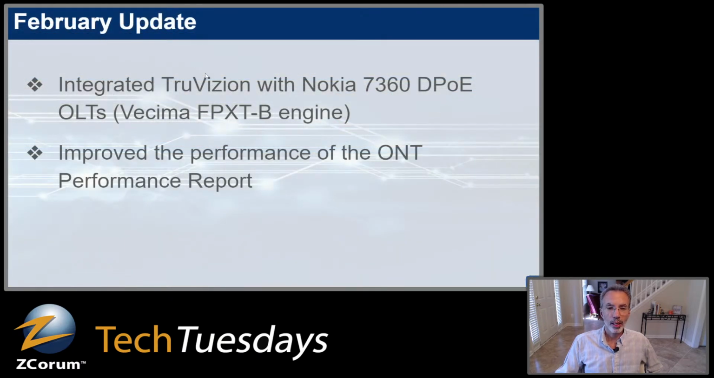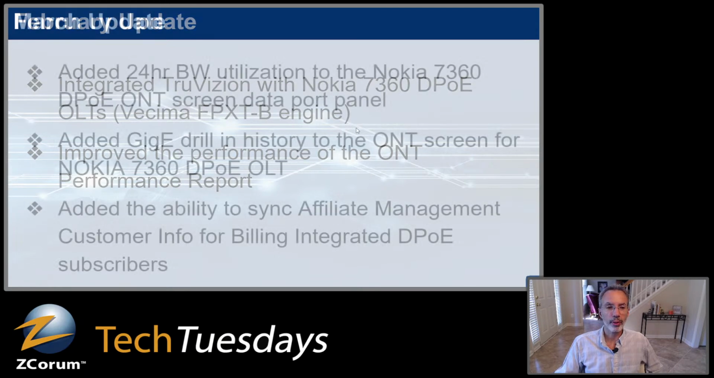February, I don't think there's anything here to show. So we integrated TruVizion with the Nokia at that point. So this was when we did integrate with the Nokia, and that was that Vecima FPXT-B engine, because Nokia purchased Vecima. Improve the performance of the ONT performance report. So we improved the performance of the ONT performance report. So that report's performance got better. It was taking a little bit long to run, and we improved that. So nothing to show there.